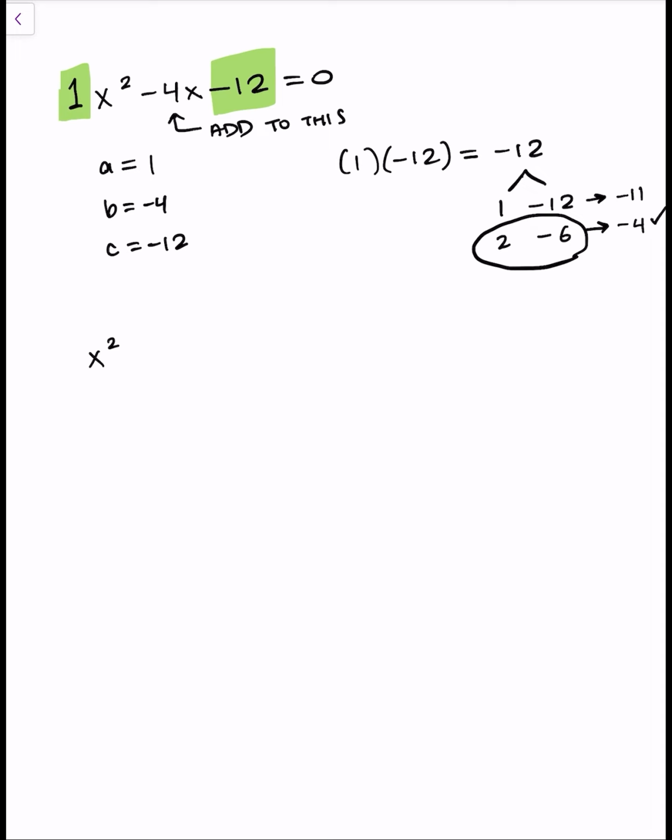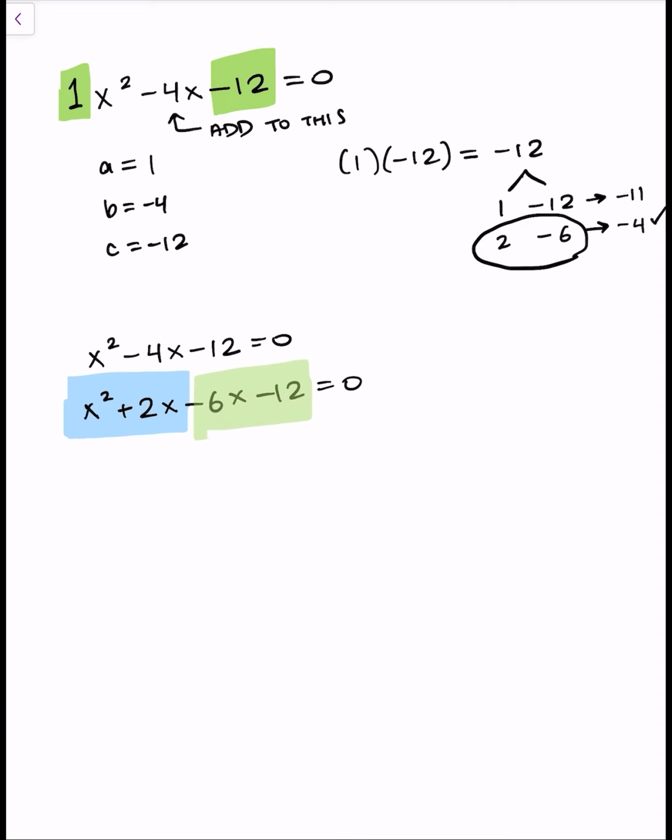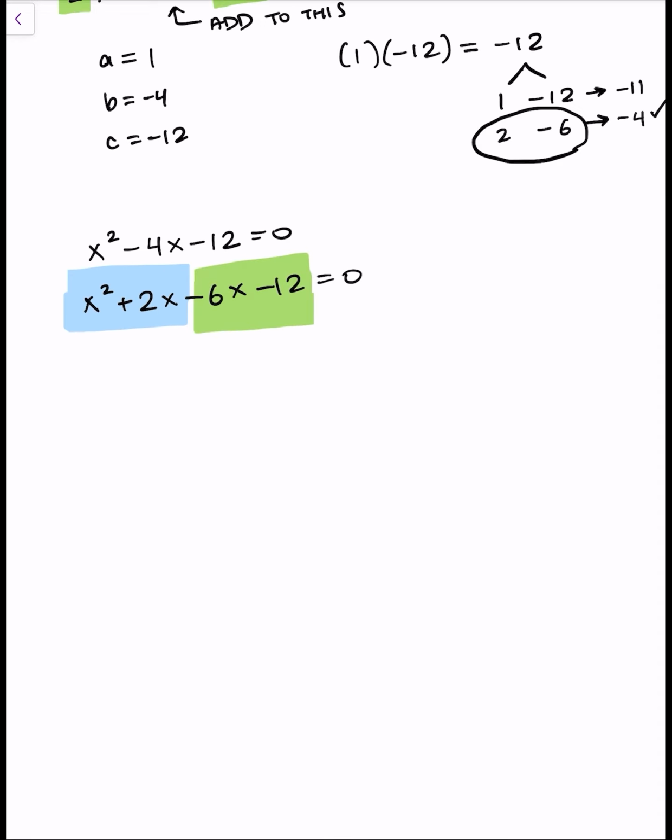So just like we've done in the previous problems, I'm going to rewrite this as x squared plus 2x minus 6x minus 12 equals 0. And then I'm going to split this up into two chunks. And then for this blue chunk, we can pull out x, and we're left with x plus 2. And then for the green chunk, we can pull out -6. And again, we're left with x plus 2. And then we can factor out x plus 2. And we're left with x minus 6.